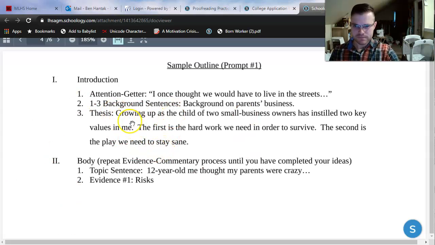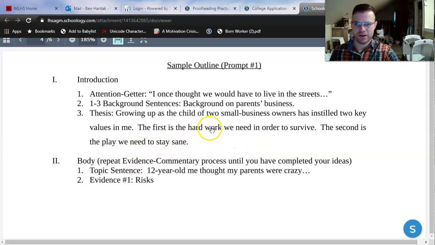Here's my thesis. Growing up as the child of two small business owners has instilled two key values in me. The first is the hard work we need in order to survive. My parents busted their butts to run their small business, especially in their first few years. They did use my help and my brother's help as well to keep the business afloat and keep it successful. The second value is the play we need to stay sane.